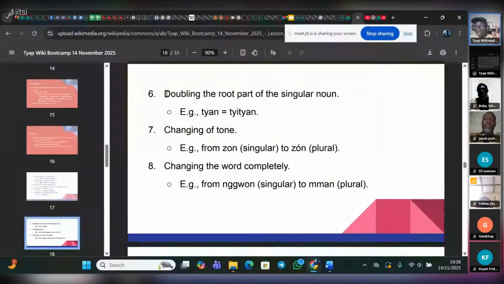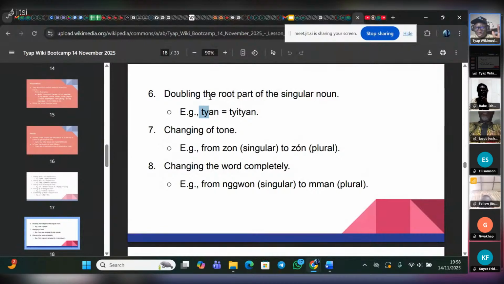The sixth way of pluralizing in Tyap is by doubling the root part of the singular noun. Now, the example we have under this is Tian. Tian is a spot, but if you want to make it plural, you say Titian. We also have other examples like Nyan, and others, and so on and so forth. You can find out for yourself. So we usually multiply the very first part of it.